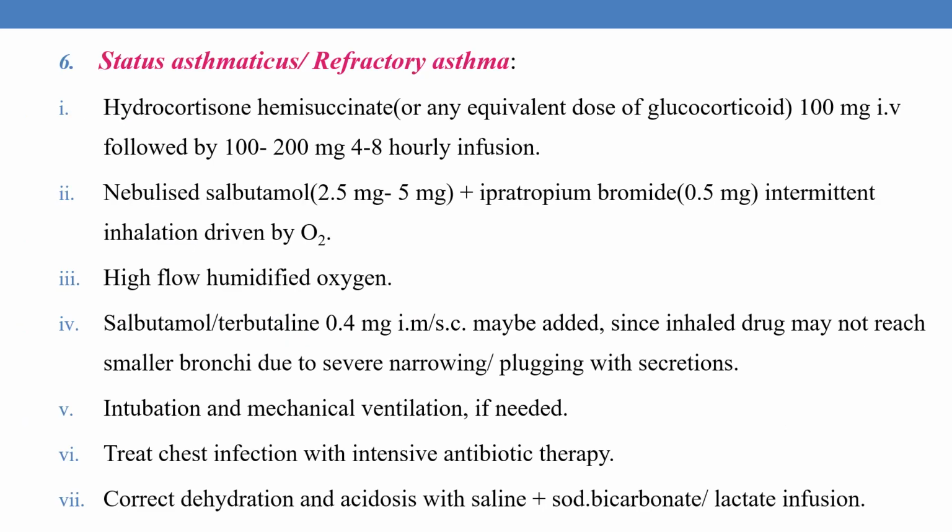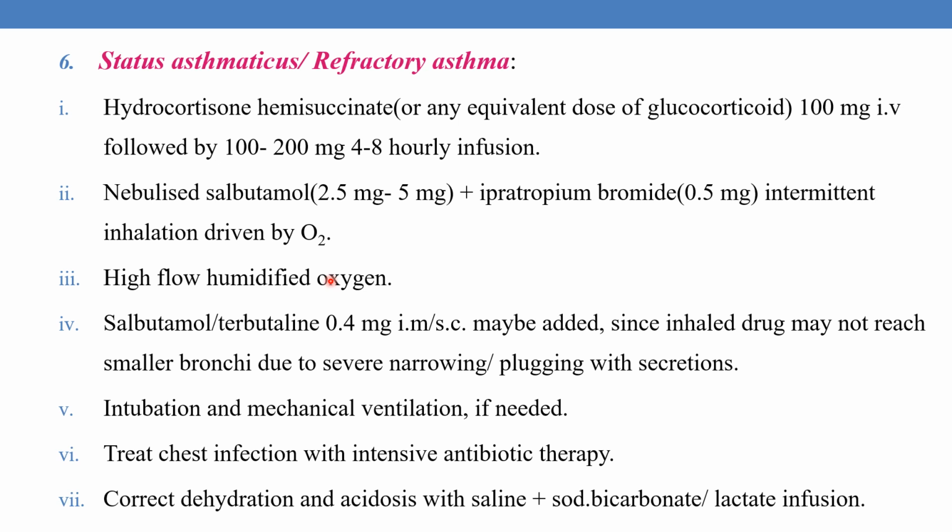For the treatment of status asthmaticus or refractory asthma, hydrocortisone hemisuccinate or any equivalent dose of glucocorticoid, 100 mg IV, followed by 100 to 200 mg 4 to 6 hourly infusion should be given. Additionally, nebulized salbutamol, given in 2.5 mg to 5 mg, plus ipratropium bromide 0.5 mg intermittent inhalation driven by O2. High flow humidified oxygen should be given.